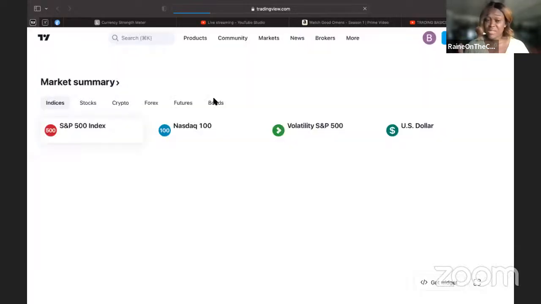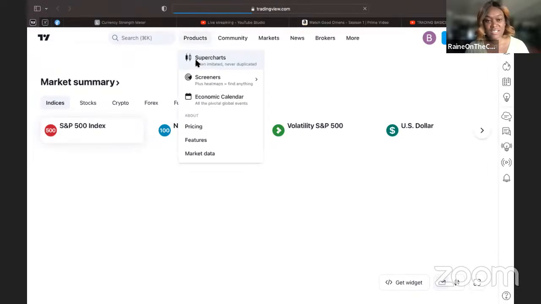So let's go look at TradingView. This is another free website. There is a paid version, but you don't have to pay for it. The paid version just gives you some added features, but you can definitely use it without those features.